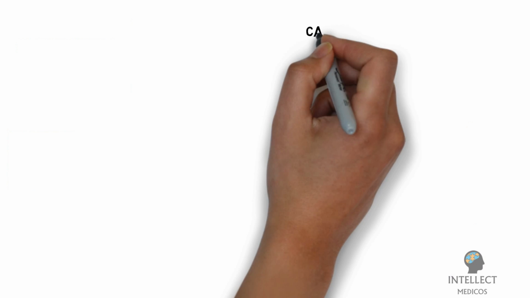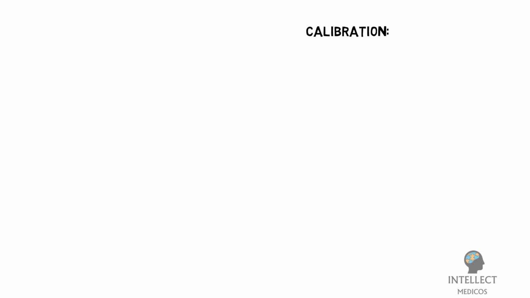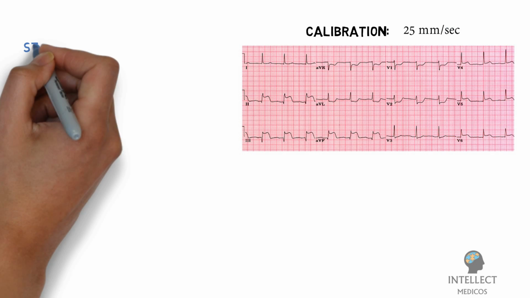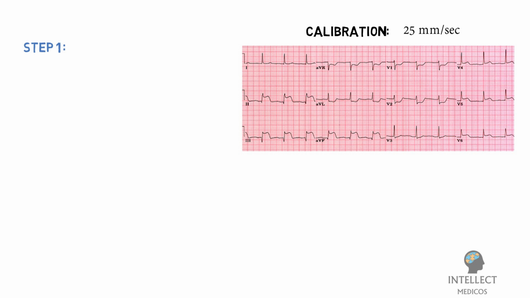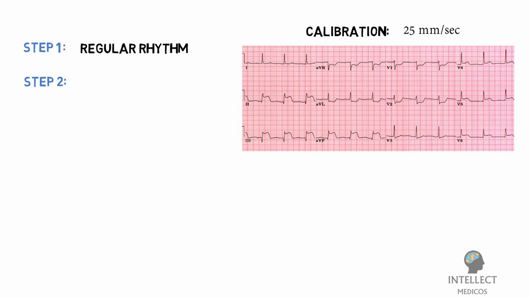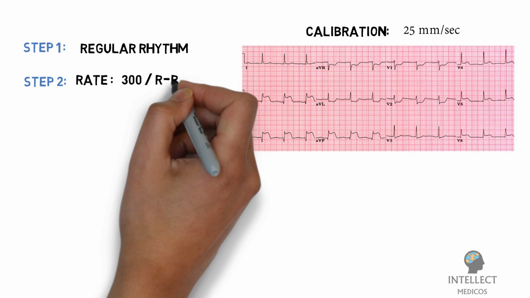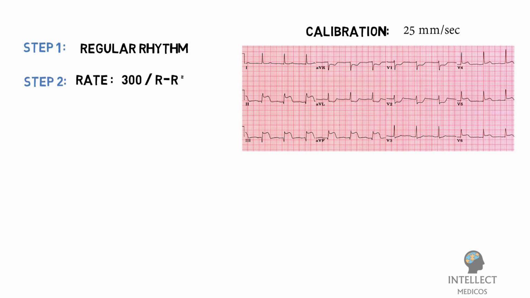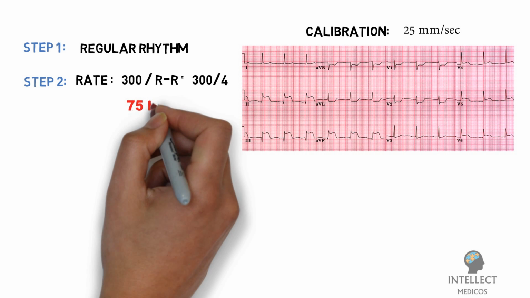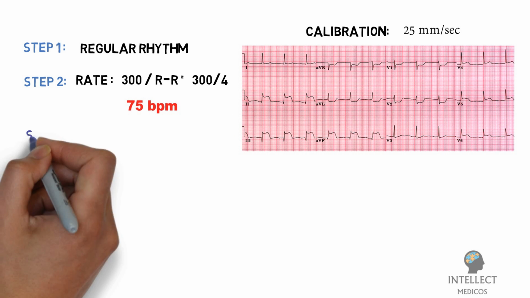Before interpretation, first of all, check the calibration of the ECG machine. The speed should be 25 millimeters per second. Now step number 1. As RR intervals are the same, rhythm is regular. Step number 2. Calculate the heart rate. Formula is 300 divided by the number of large boxes between two RR intervals. In this ECG, there are approximately 4 large boxes. So 300 divided by 4 comes out to be 75 beats per minute.